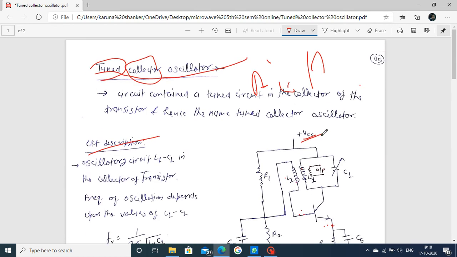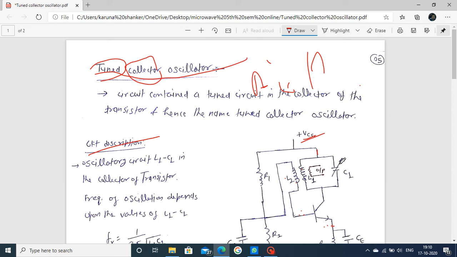When VCC is on, the collector current is increasing. This means that once VCC is on, the capacitor starts charging. This arrow indicates only variation.